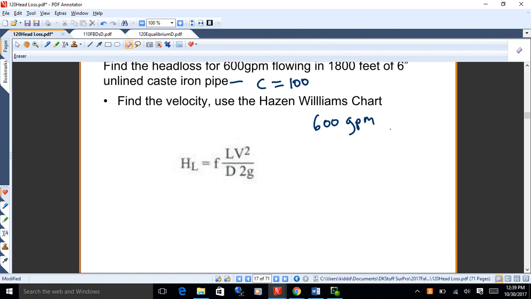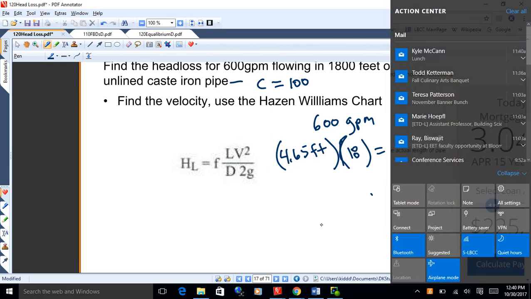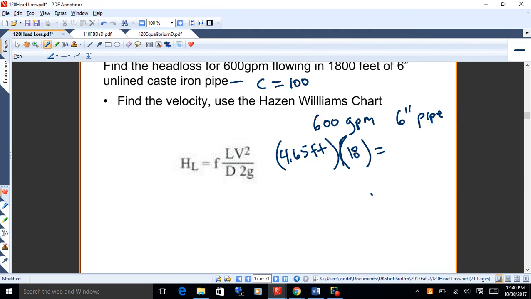600 gallons per minute, 6-inch pipe. What are we going to get for head loss if we do that? Did we do this already? I don't think we did. Is it 4.65? Yeah. So we get 4.65 feet. And then 18 100-foot lengths. And then we get, what, 83.7?